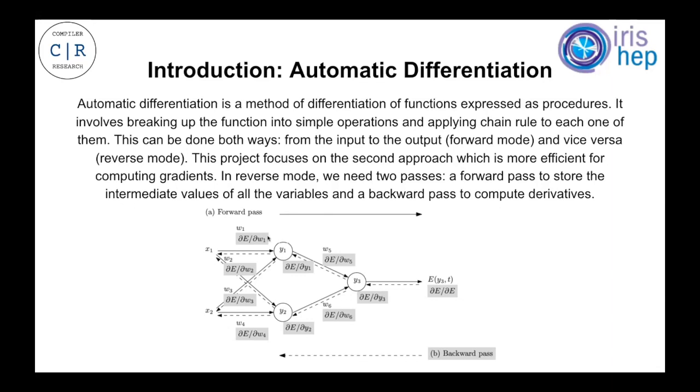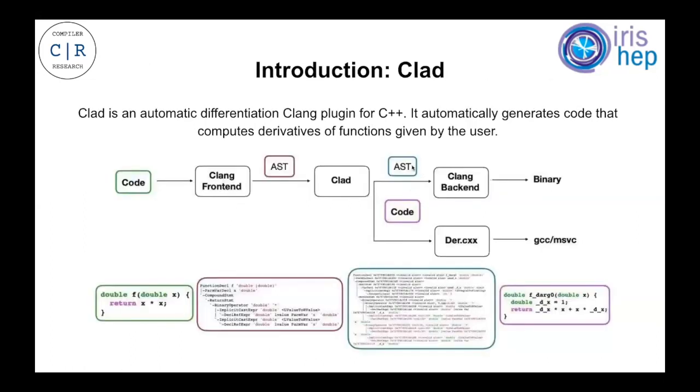This method includes 2 passes, a forward pass and a backward pass. We need a forward pass to compute all the intermediate values of all the variables, and a backward pass to compute the derivatives.